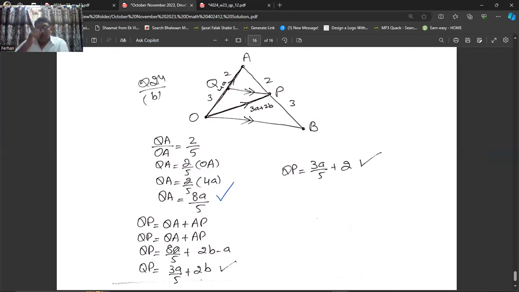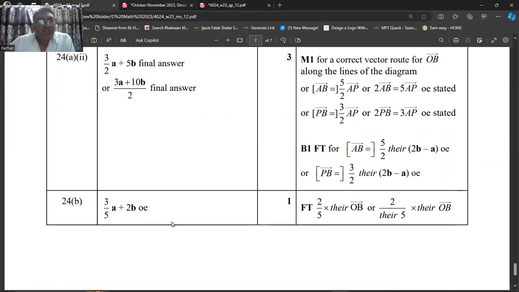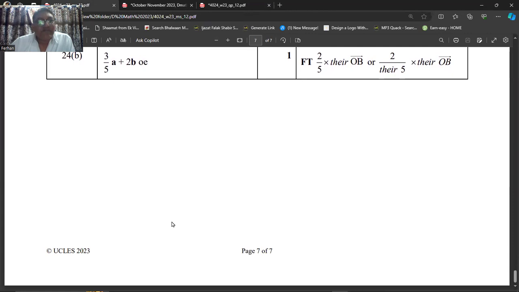Hopefully you understand. You know, this part is a little difficult because he said that QP is parallel to OB. So when I draw a parallel line, and you remember the similarity, this small triangle and this big triangle are similar to each other. Whatever is the ratio between this and this portion, the same is the ratio between this and this portion. This is from where you can crack this question. So this is our answer. So let's check. So 3/5 A plus 2B.